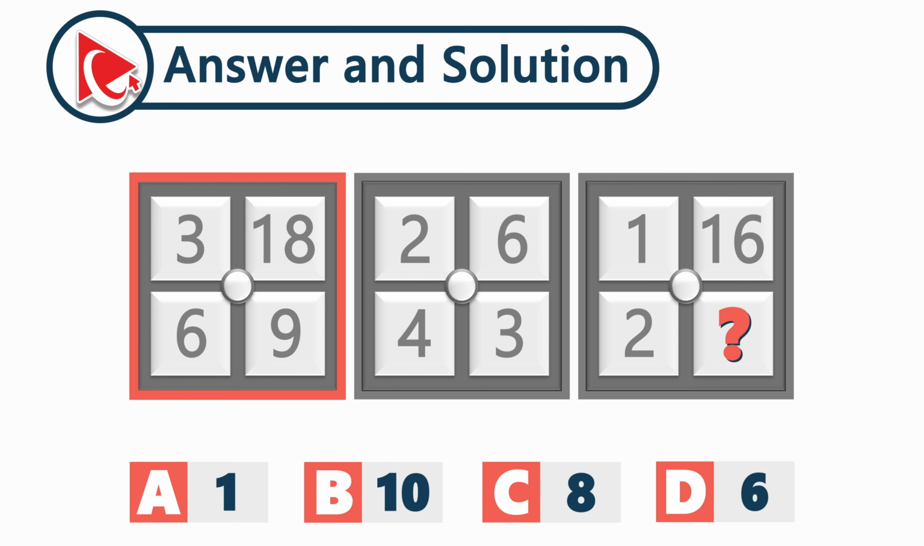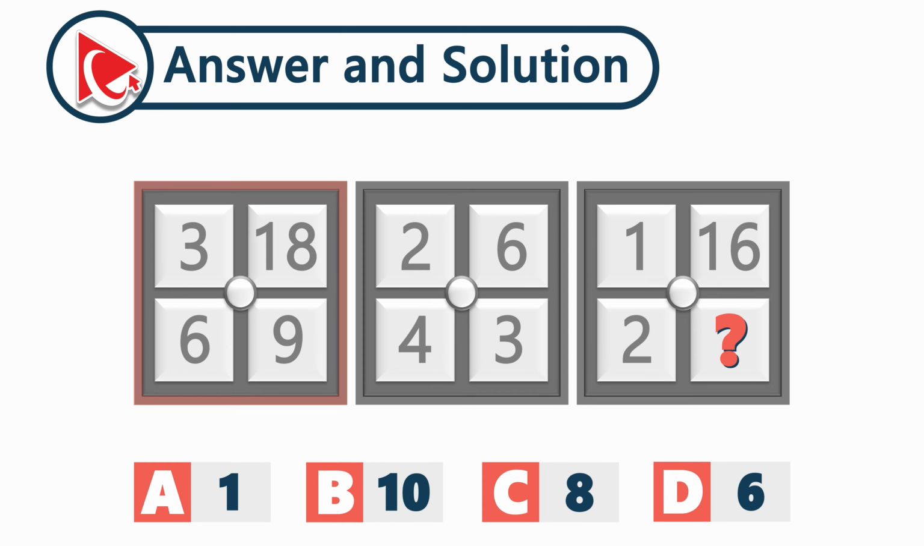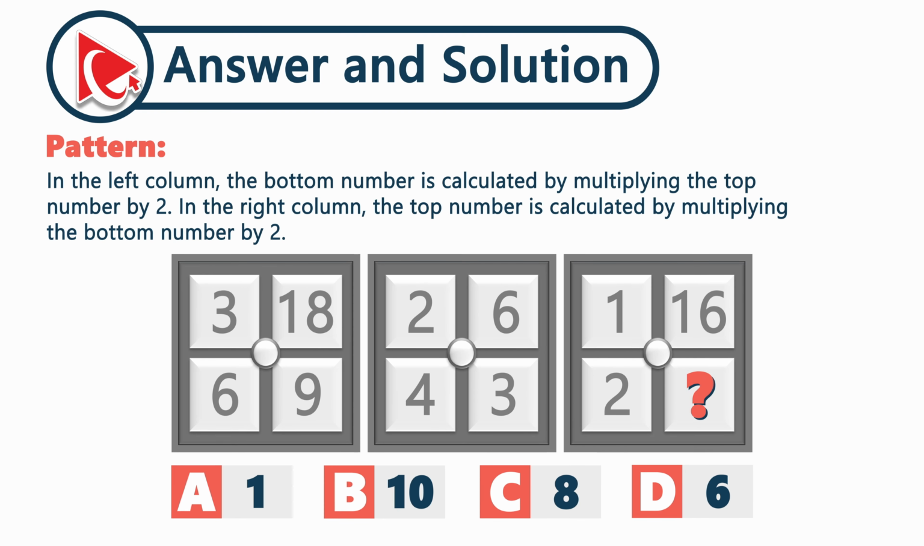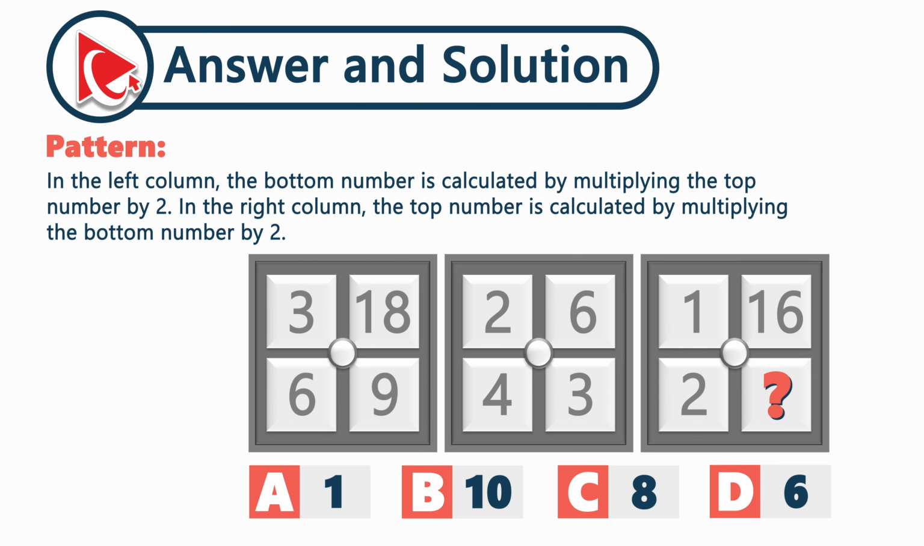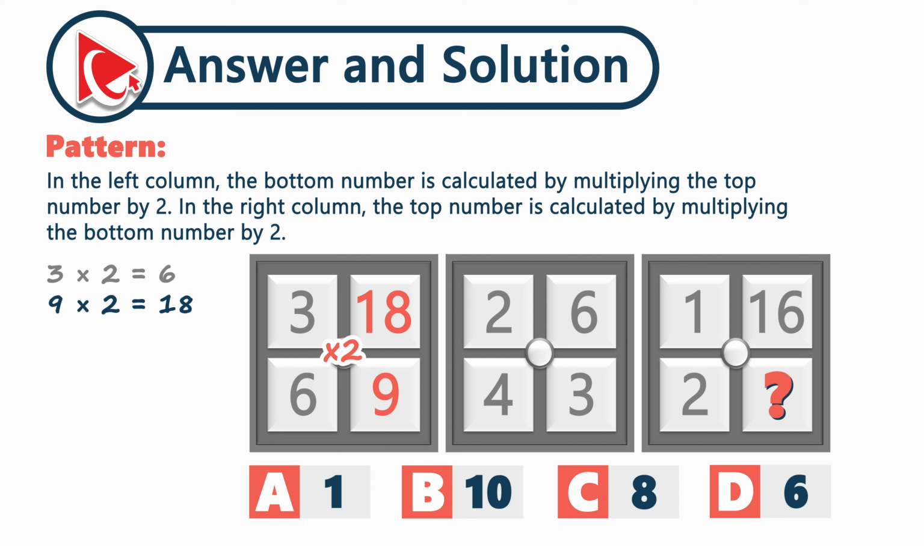But if you look at columns, you might see the relationship. In the left column, the bottom number is calculated by multiplying the top number by 2. And in the right column, the top number is calculated by multiplying the bottom number by 2. Let's look at the example. 3 multiplied by 2 equals 6, and 9 multiplied by 2 equals 18.